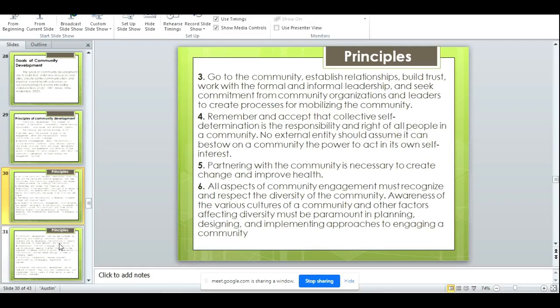When I was doing some research about these sixth principles, the diversity of community, part of the things I saw were, like if you're trying to work in the US, you have to know that there are diverse gender groups, the LGBT and all that. But when you're working with them, you have to respect them. You have to respect their diversity. You may not agree with them, but you have to respect them. That is part of the principle of community development. Awareness of the various cultures of a community and other factors affecting diversity must be paramount in planning, designing, and implementing an approach to engaging a community.